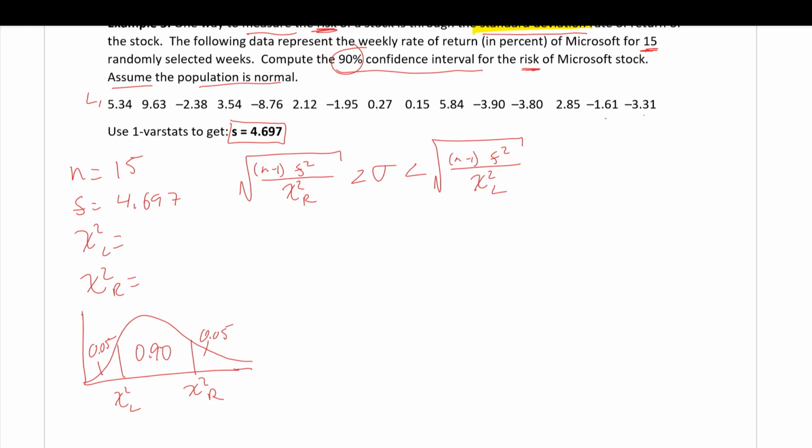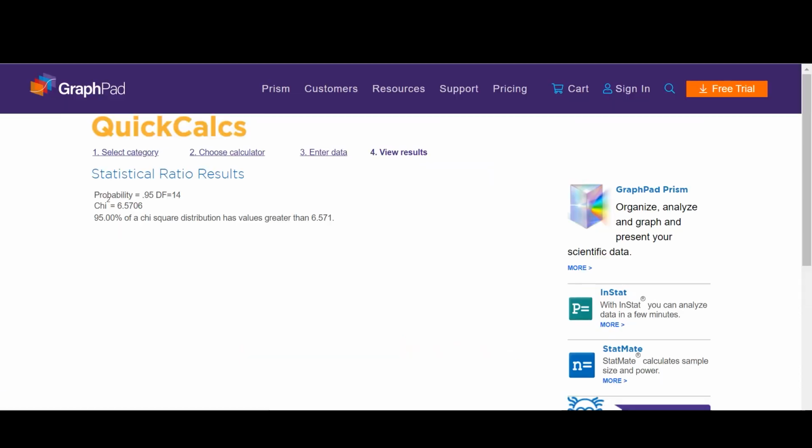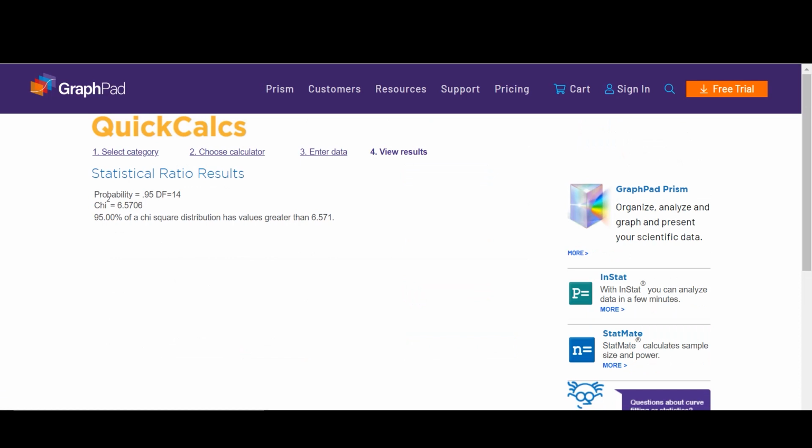All right, let's go ahead and switch over to the calculator. Let's do the left one first. So the left one should be 0.90 plus an additional 0.05, which is 0.95. Degrees of freedom is your sample size minus 1, which in this case is 15 minus 1, or 14. Let's compute that. Okay. We get 6.571.